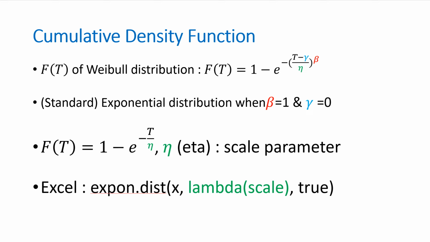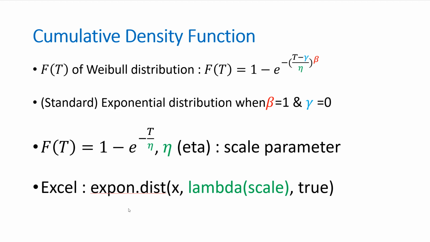And the exponential distribution is a specific case of the Weibull distribution. So let's say the cumulative distribution for Weibull has this formula, and when beta equals 1 and gamma equals 0, then it becomes the standard exponential distribution. So this is the typical expression for the cumulative exponential distribution. We can pronounce it eta or eta. This is a scale parameter. So typically we use 1 over eta equals lambda.